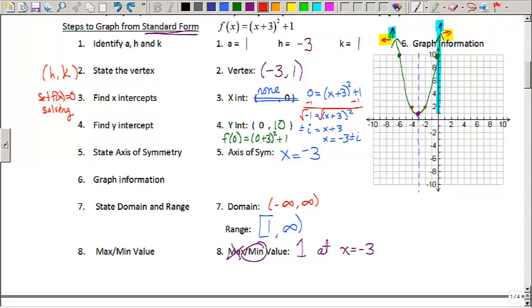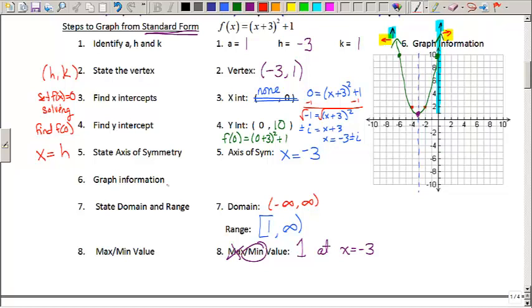In order to find the y-intercept, we evaluated f of 0, and it's always written 0, some number. To find the axis of symmetry, well, the axis of symmetry is always a vertical line, so it's always going to be x equals, and it's always going to be the x-coordinate of your vertex, and the x-coordinate of your vertex is always going to be h. So your axis of symmetry will always be x equals h.